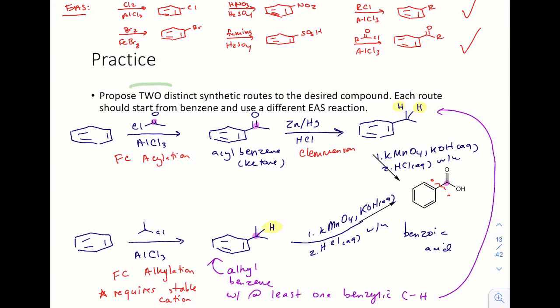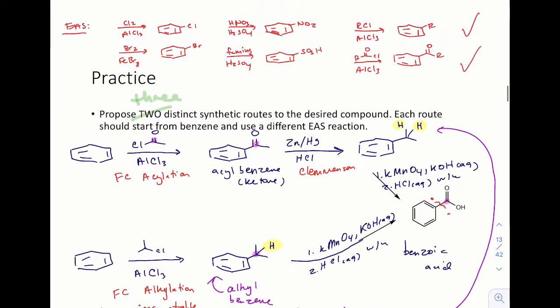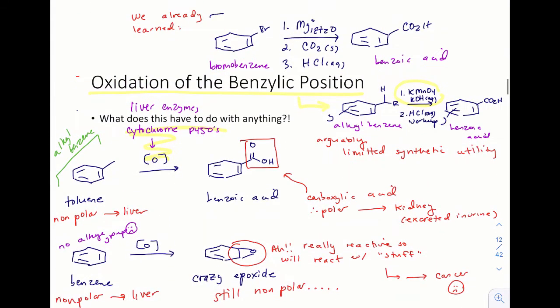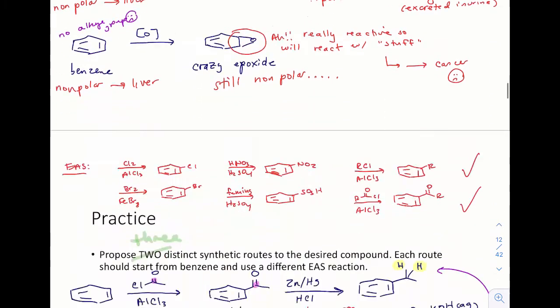I did say if you wanted to be fancy, you could propose 3 distinct syntheses. Let's be fancy. You might say, well, we've run out of options for making the carbon-carbon bond via electrophilic aromatic substitution. Well, that is correct. But recall, we said, well, we've already made benzoic acid, done it in lab, but from bromobenzene, right? Where the key carbon-carbon bond forming step was made from a Grignard reagent adding to carbon dioxide.